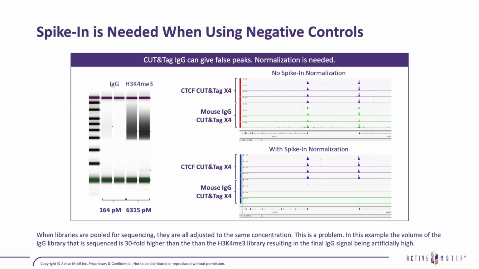And so we did do this normalization, and after normalization, you see that we get signal from H3K4me3, and now we don't really get peaks in our negative control IgG.